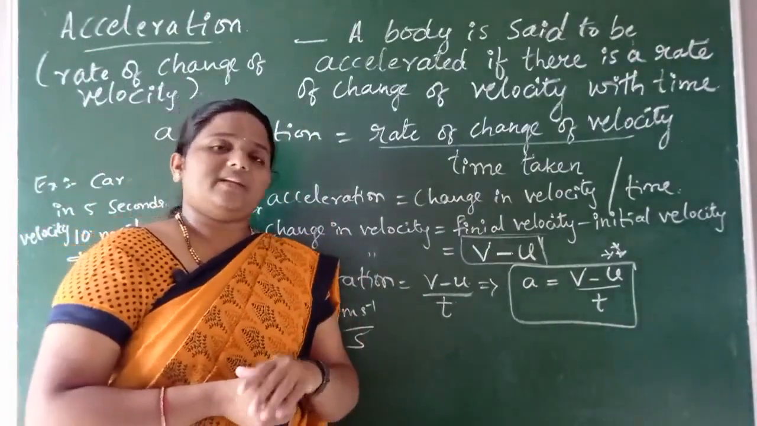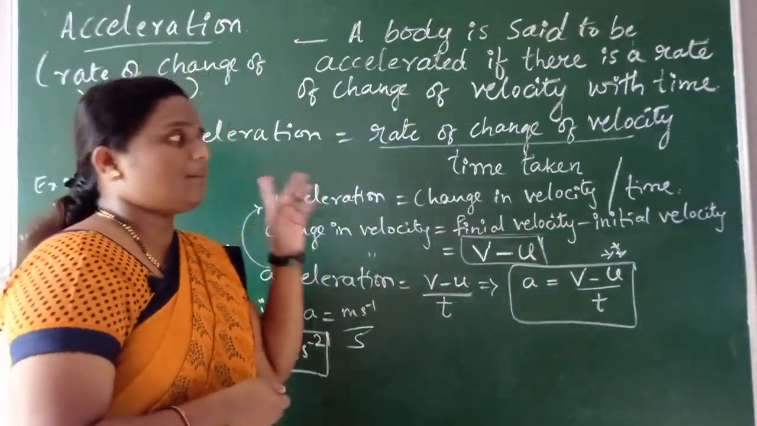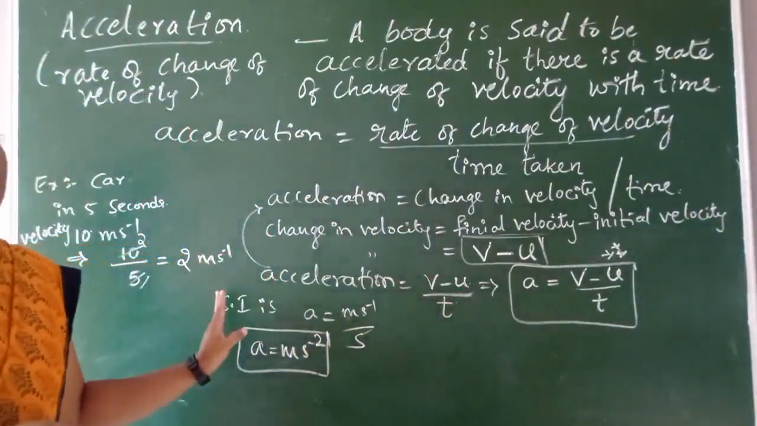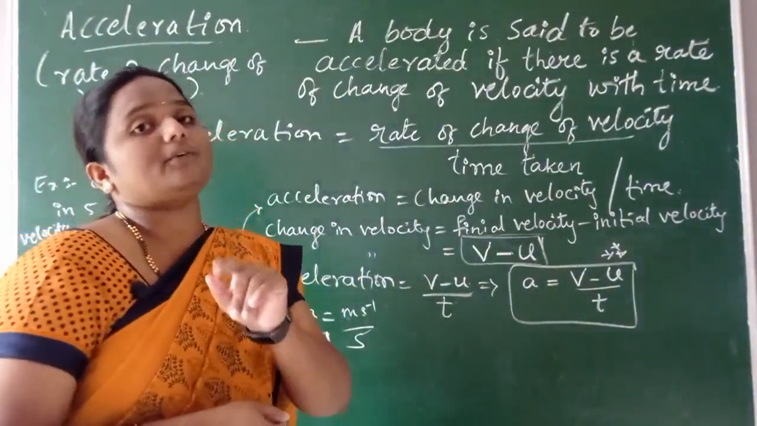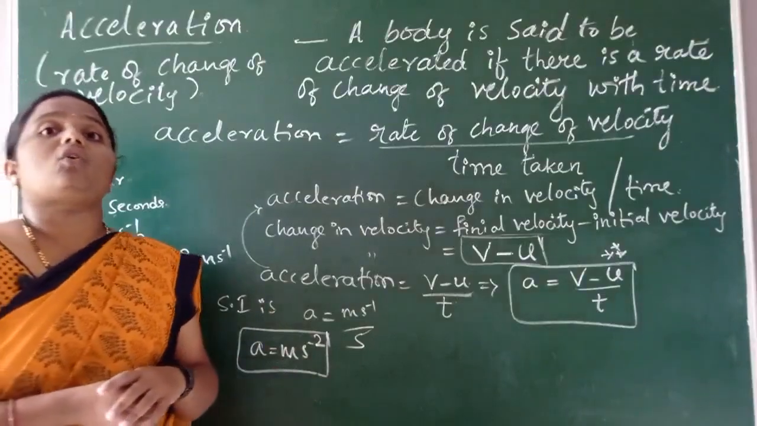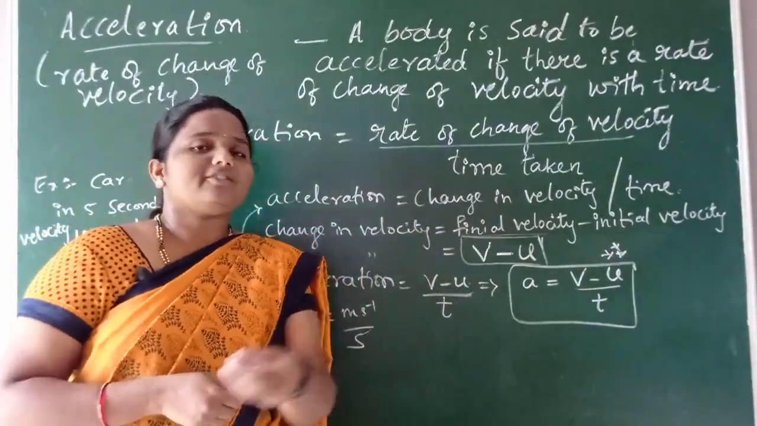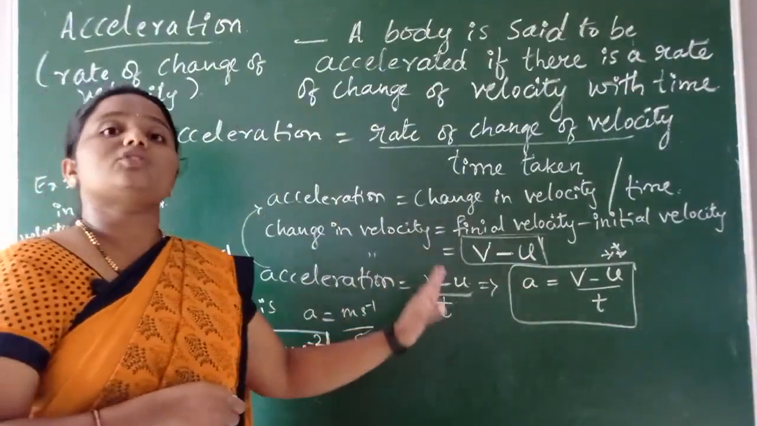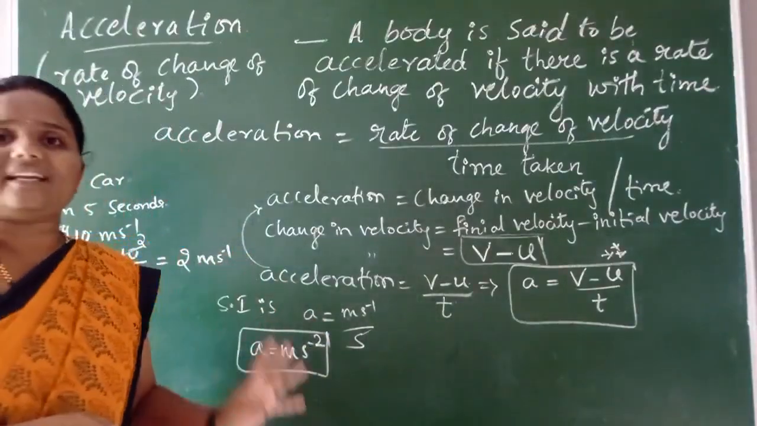If an object is moving in the direction of the velocity, then you have to take positive acceleration. Suppose the object is moving opposite to the direction of the velocity, then you have to take negative acceleration. In general, children, this negative acceleration is also called retardation or deceleration. We have different terms but the meaning is the same. Negative acceleration means if an object moves opposite to the direction of the velocity, then you have to take a negative acceleration value.